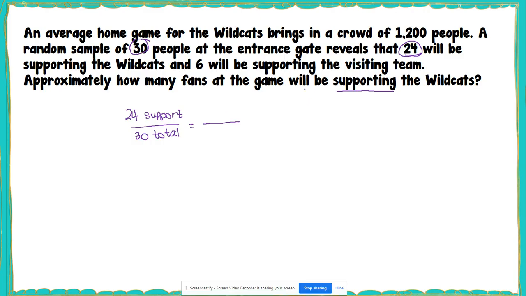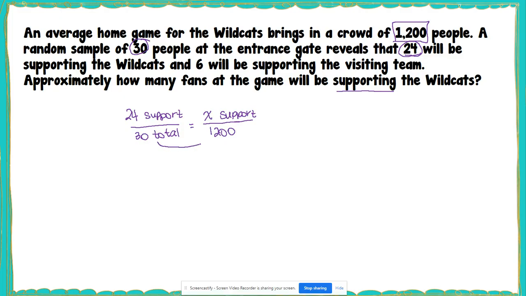I know that I'm looking for how many people are supporting the Wildcats. So since I know that that's what I'm looking for, I can put a variable for supporting, since I don't know that number. And then I need to know the total number of people in the crowd. Well, I know that the crowd will be a total of about 1,200 people. So now I can solve. I know I can use any method.